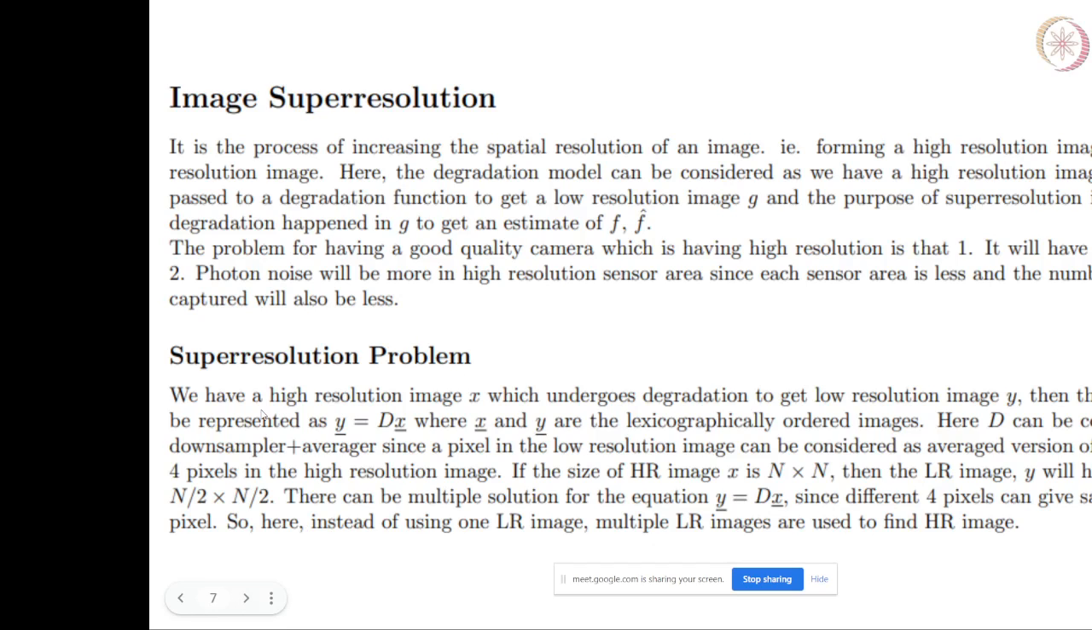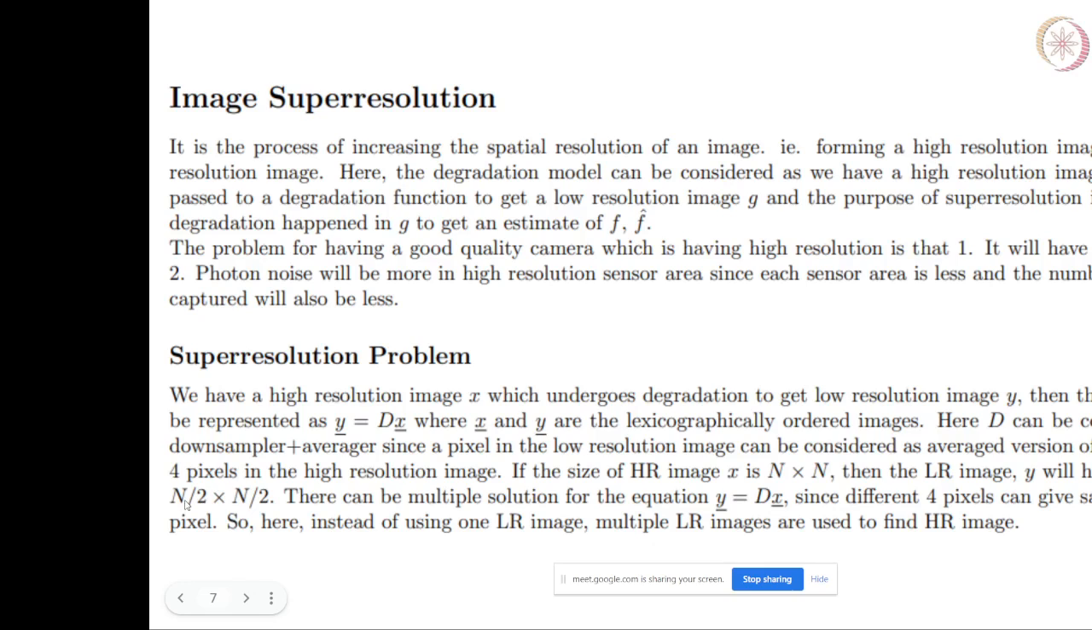In the super resolution problem, we have a high resolution image X, which undergoes a degradation to give a low resolution image Y. So Y can be written as D into X, where D can be considered as a downsampler plus average. If we average 4 neighboring pixels and give the result to 1 pixel, and the input resolution is n by n, then we get an output resolution of n by 2 by n by 2.